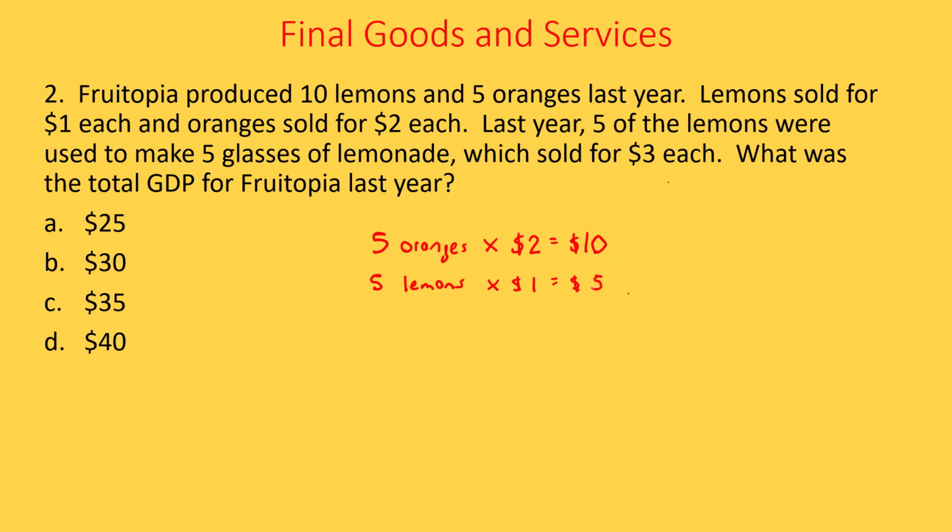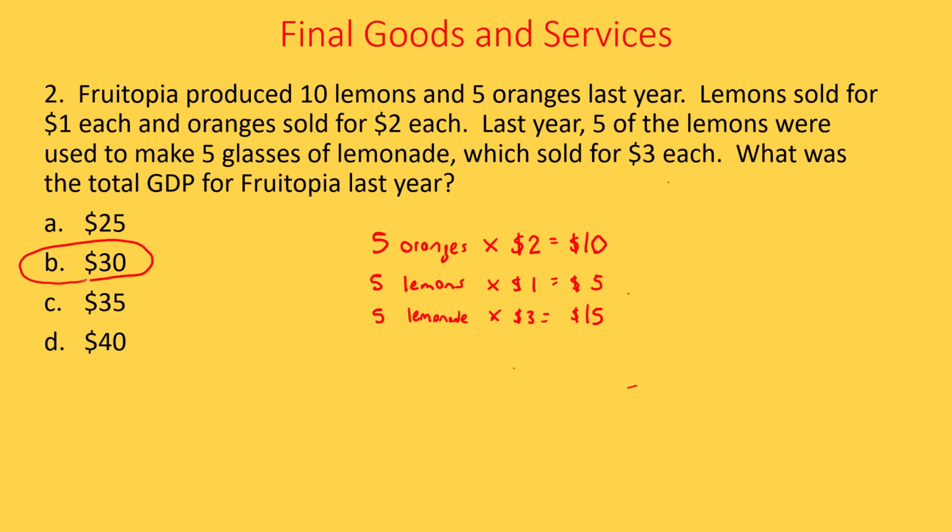And then the other 5 lemons were used to make lemonade. So we can't include those as a final good or service because they're being used as intermediate goods to produce a different good, and that is the lemonade that's being sold at $3 each for a total of $15. So if you add up the oranges, the lemons, and the lemonade, you get a total of 30.